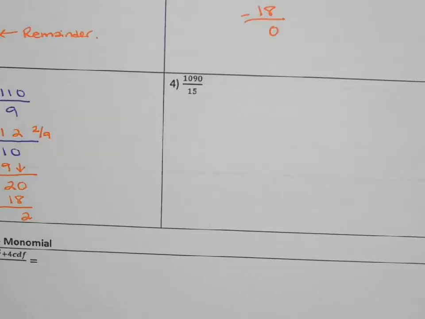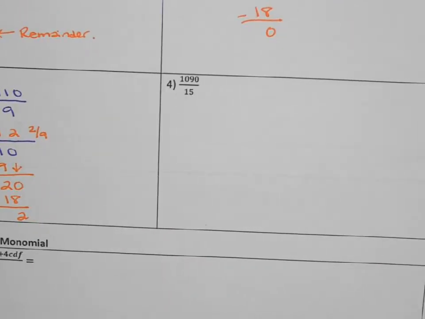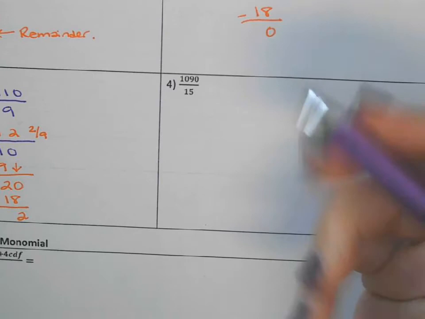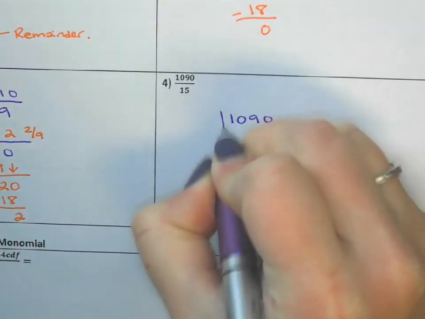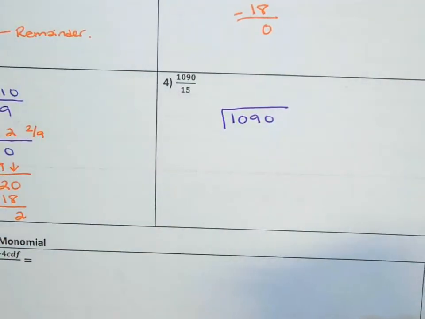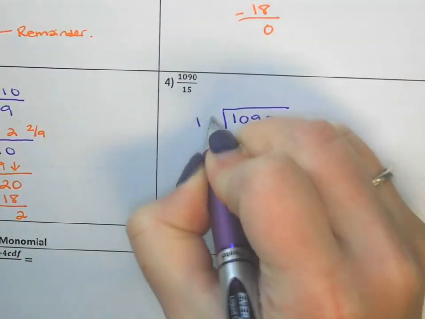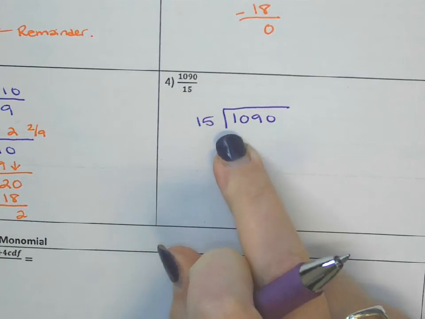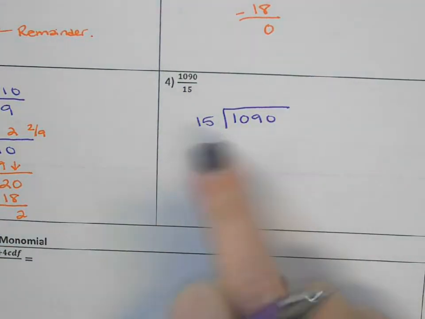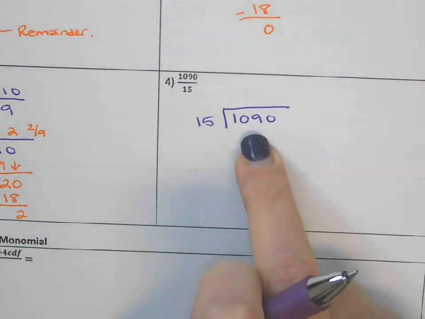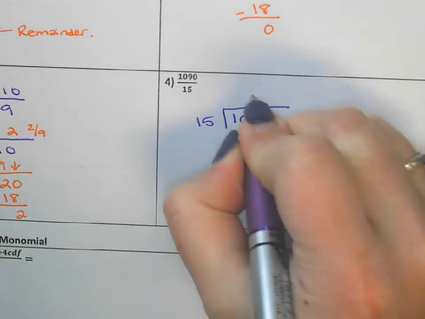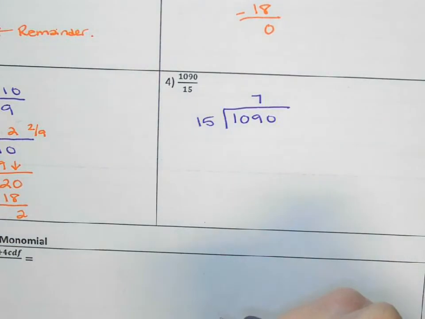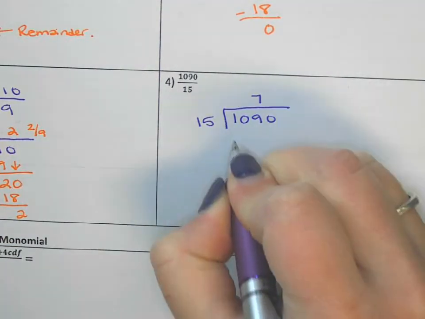All right, this one here. 1090 divided by 15. 15's not going to be able to go into 1. It's not going to be able to go into 10. How many times does 15 go into 109? 7 times. What is 7 times 15? What is it, 105?